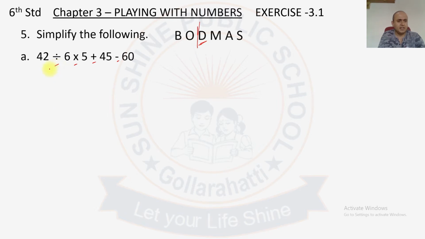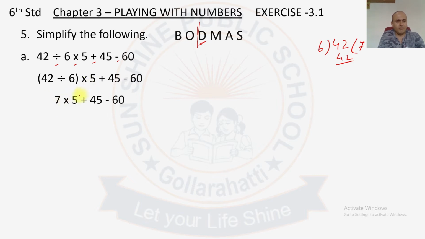So division is there. Therefore 42 divided by 6. Let us remove this 42 divided by 6 by dividing. That is 42 divided by 6. 6 sevens are 42. Therefore the quotient is 7. You got the quotient as 7. Therefore 7 into 5 plus 45 minus 60. Write down all the remaining numbers as they are.